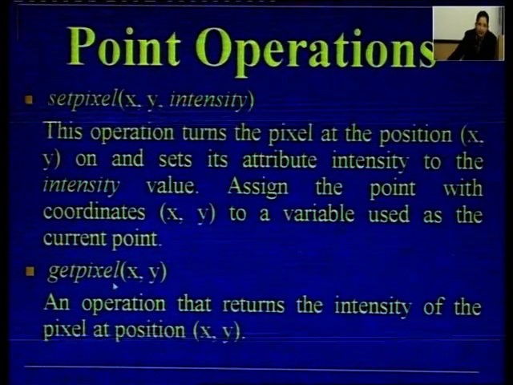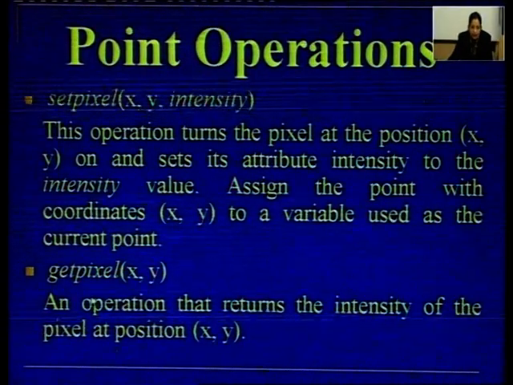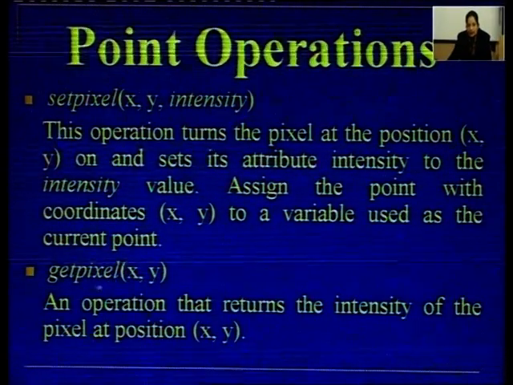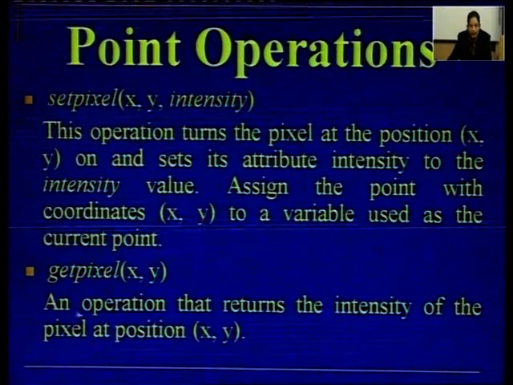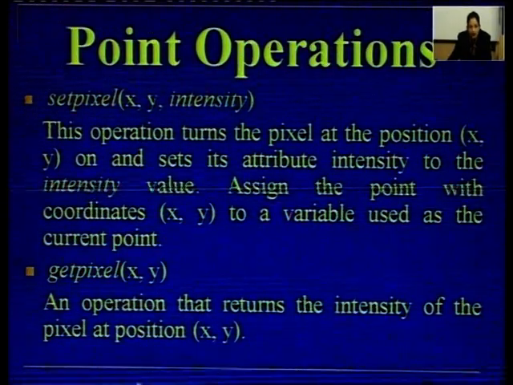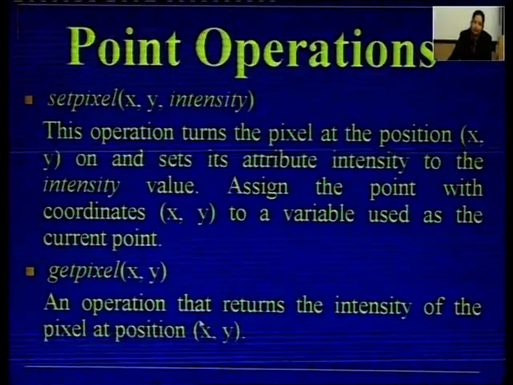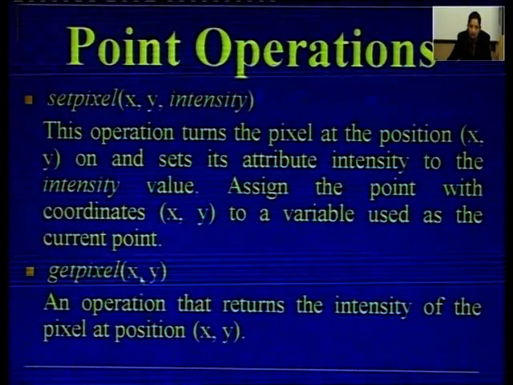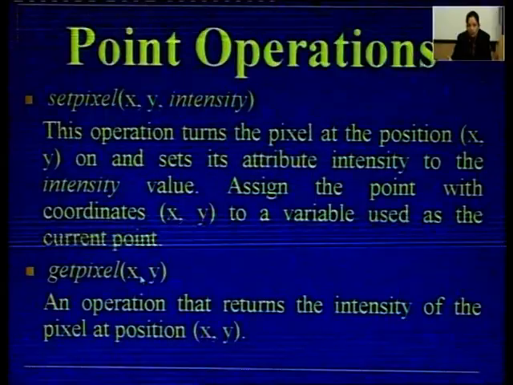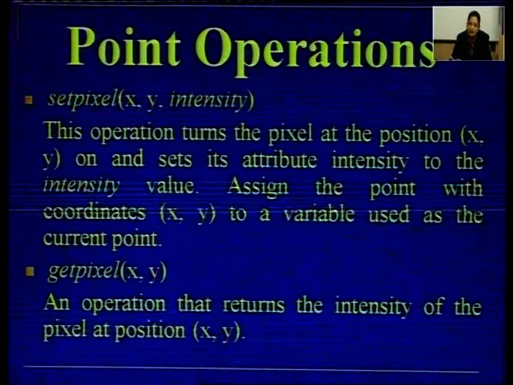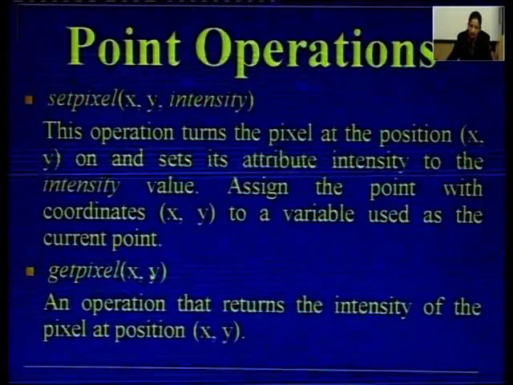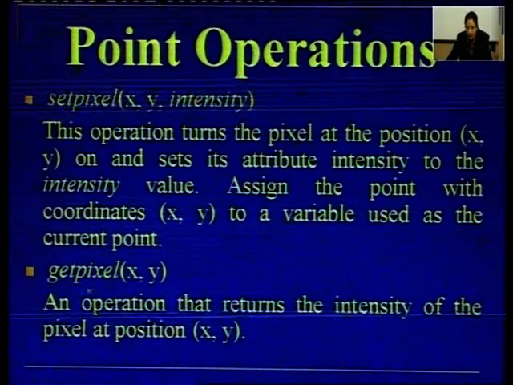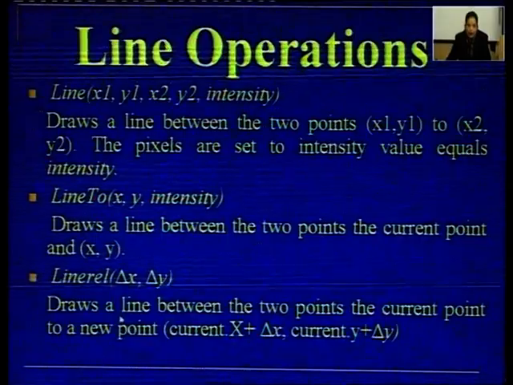Then the next operation is get pixel x, y. If we want to return the intensity of any pixel, we can do so with this operation: an operation that returns the intensity of the pixel at the position described by x, y. For any point that already exists, whether its intensity is on or off, we can get it with this operation, get pixel x, y. Then there are line operations.